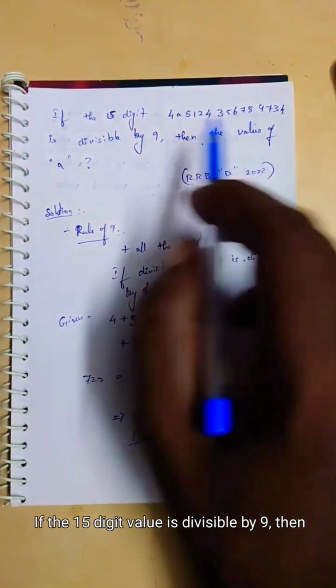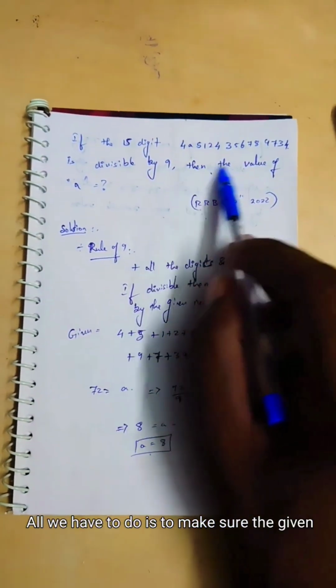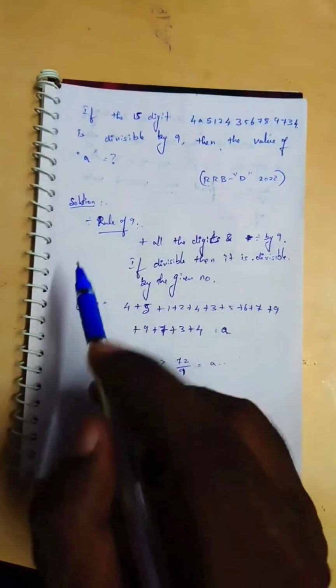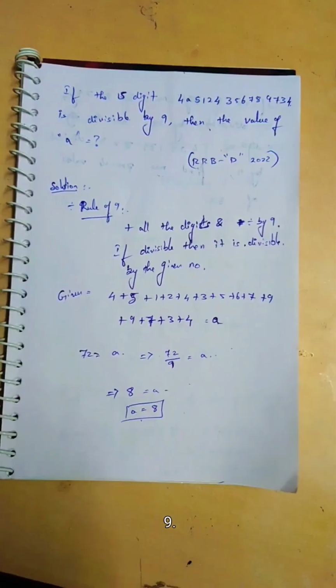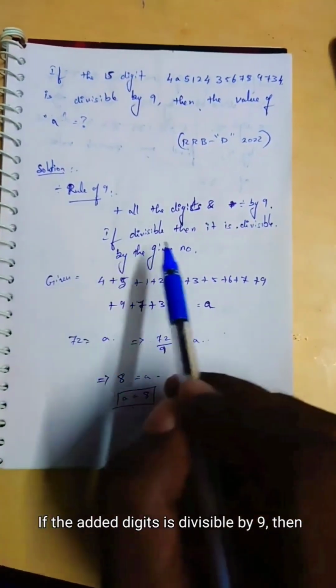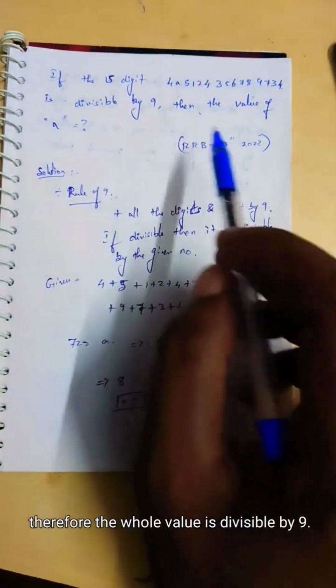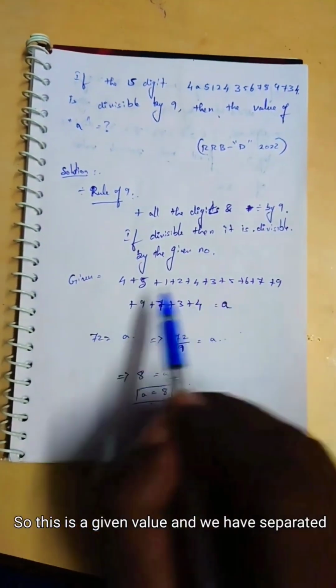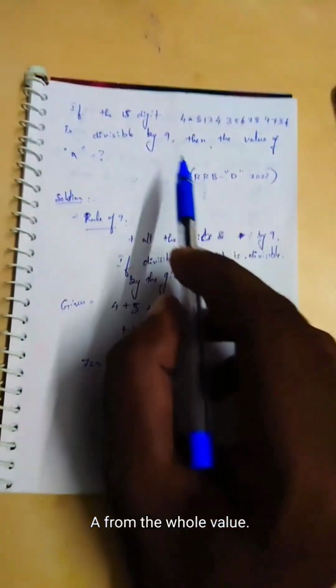If the 15-digit value is divisible by 9, then find the value of A. All we have to do is to make sure the given value is divisible by 9. Now we have to follow the divisibility rule of 9. The rule says we have to add all the digits and divide by 9. If the sum of the digits is divisible by 9, then the whole value is divisible by 9. So this is the given value and we have separated A from the whole value.